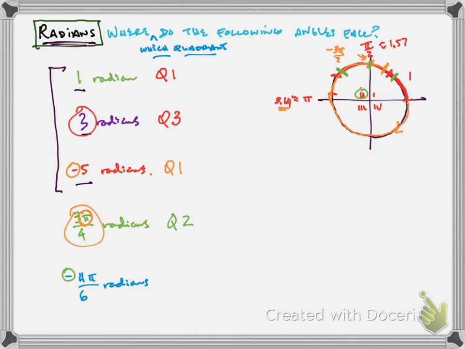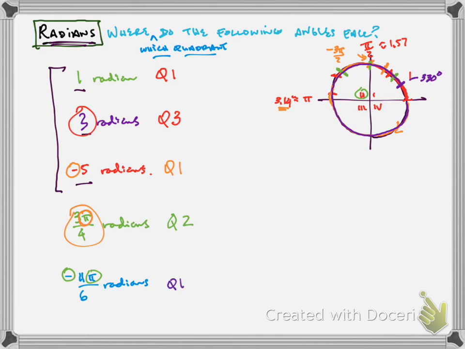Last but not least, again, a negative, and we've got a pi, negative 11 pi over 6. Well, if I wanted to travel negative 11 pi over 6, I would go this distance. I'd start off going clockwise, and I would go over to here, which is the same as negative 330 degrees, and I'd end up in quadrant 1.